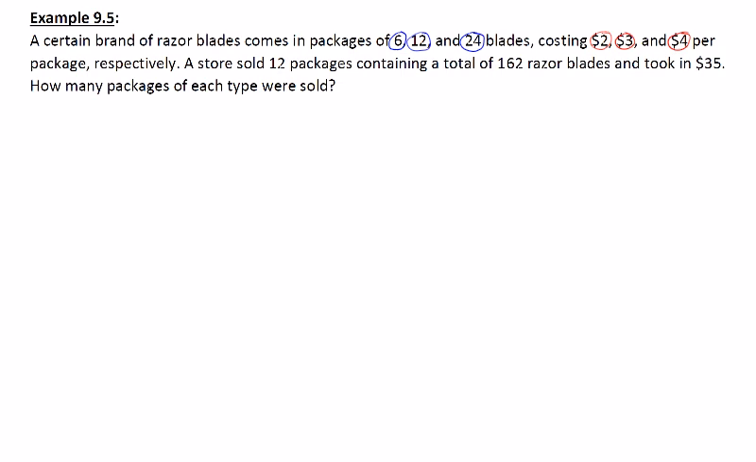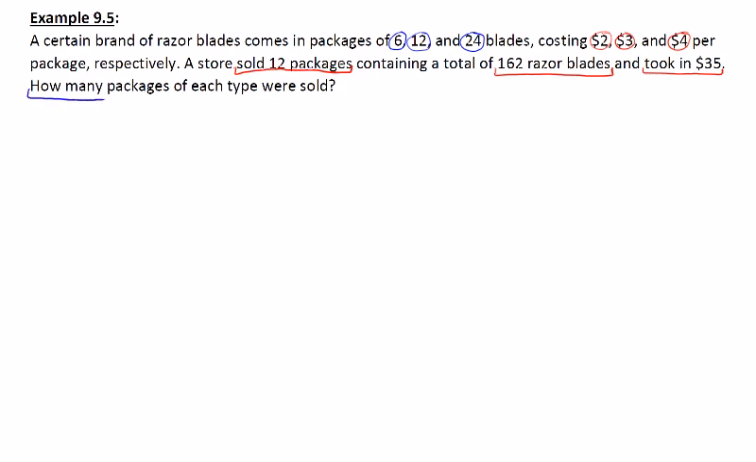Then it says a store sold 12 packages. They sold 12 packages containing a total of 162 razor blades, and they took in $35. Seems important. I'm not going to try to digest all that right at the moment. My immediate concern is, what am I trying to find? So then it says how many packages of each type were sold.